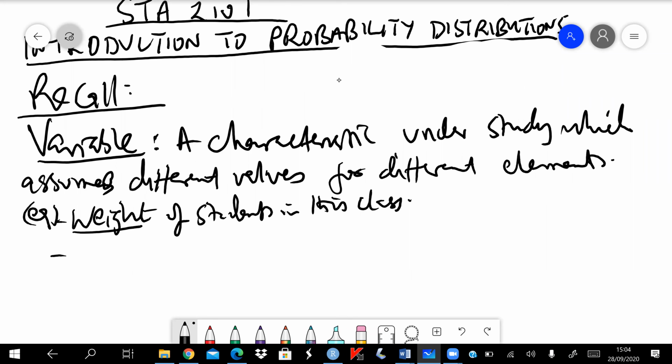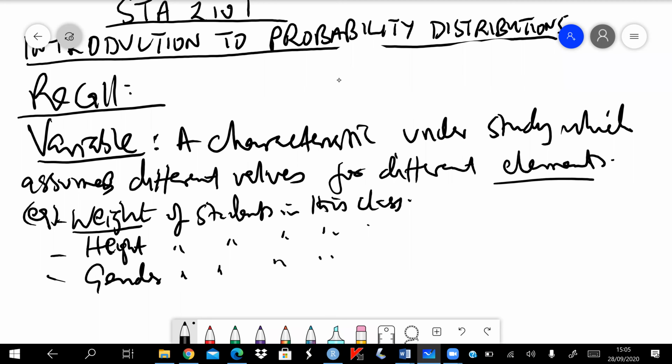Things like the height of students in this class, and even the gender. Gender of students in this class is not constant, because I know there are male and female students in this class. If everyone in this class was male, for instance, then gender will not be a variable in this class, it will be a constant. Or if everyone was female, then gender will not be a variable in this context. So the value must be changing from one individual or from one element to another.